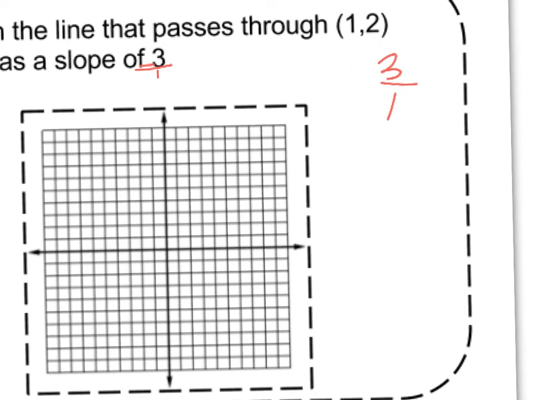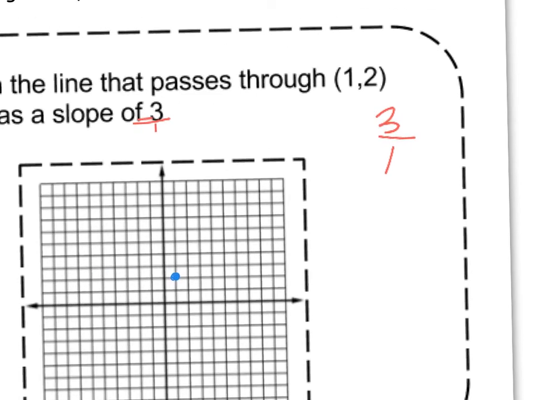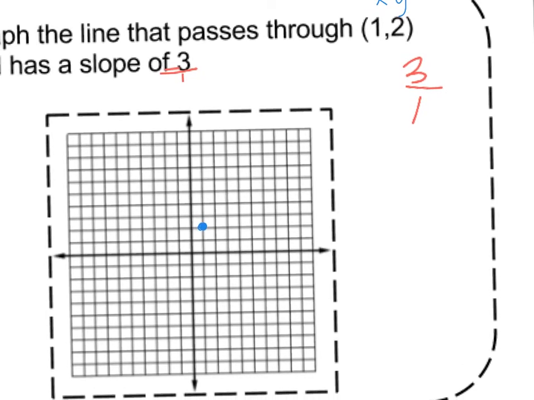So I go over 1, up 2. Remember that the point 1, 2 says that my x value is 1 and my y value is 2. It's like in the alphabet, x comes before y, so it's our xy value. So this point 1, 2 has a slope of 3 over 1. What that means is the y value is going to change by 3 and the x value is going to change by 1.